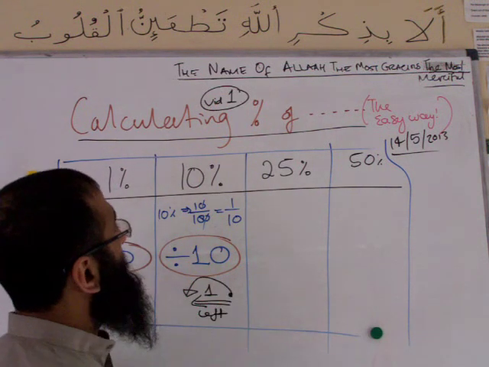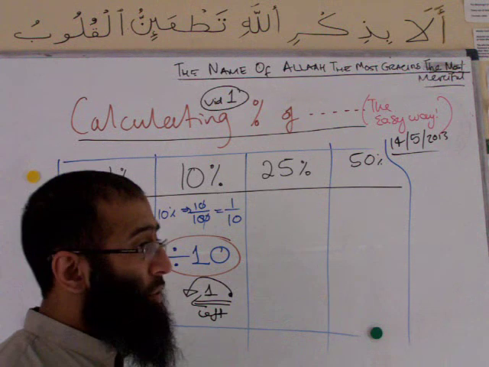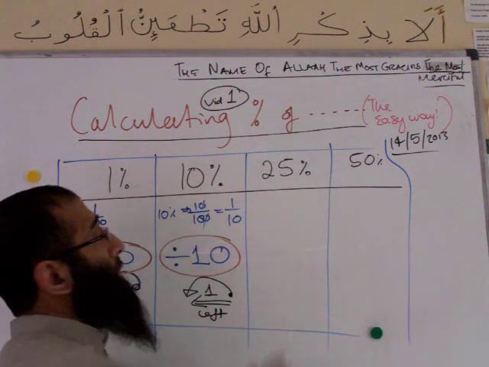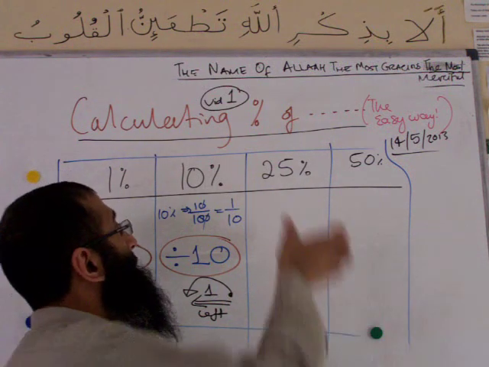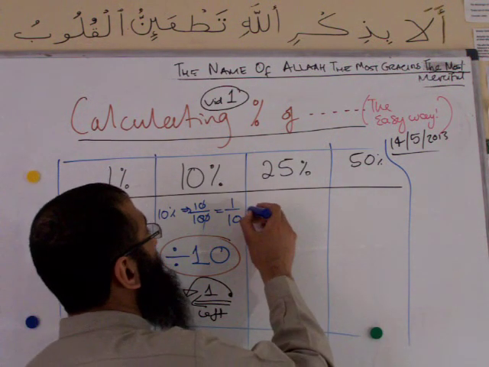Okay, next we have 25%. 25%, you go to a lot of sales, 25% off. You hear that a lot. 10% off in smaller sales, 25%. What does 25% actually mean? Let's have a look.